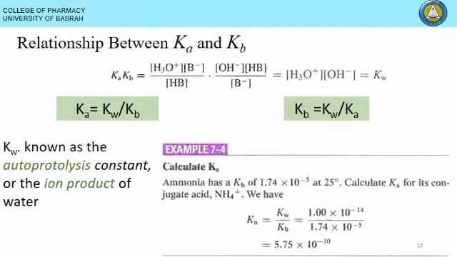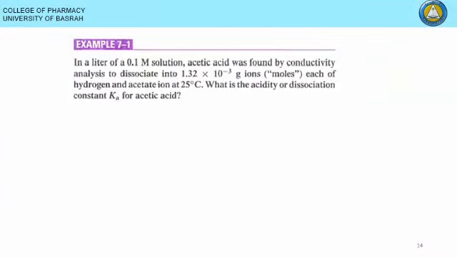And here we explain the correlation between the Ka and the Kb depending on the Kw, and we call the Kw the autoprotolysis constant or ion product of water. And we have an example here: we have ammonia with a Kb of 1.74 multiplied by 10 to minus 5 at 25 centigrade; calculate the Ka. So simply dividing 10 to minus 14 by the value of the Kb, we will have the Ka. So try to use the equation that we learned previously to answer this example.